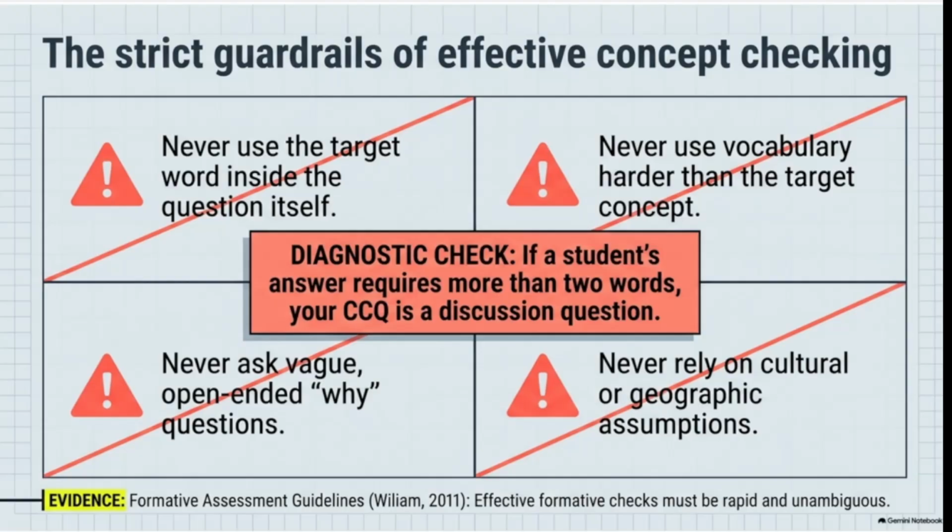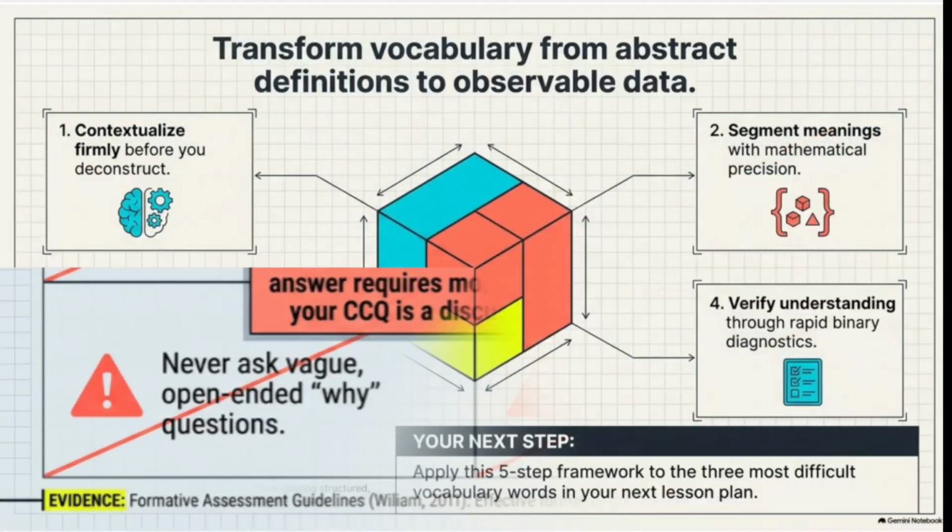A CCQ should test the meaning of the word, not the student's knowledge of a particular culture. And here is a useful diagnostic rule. If your CCQ requires a long answer, it may have become a discussion question rather than a concept checking question. The purpose is to obtain rapid and clear evidence of understanding.